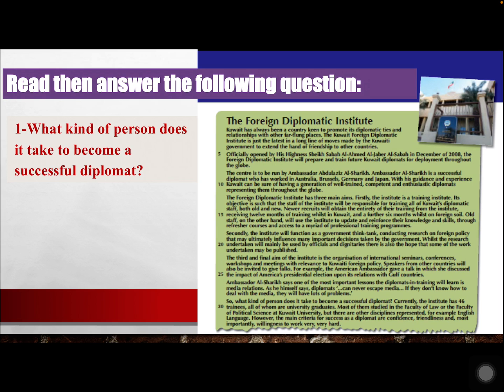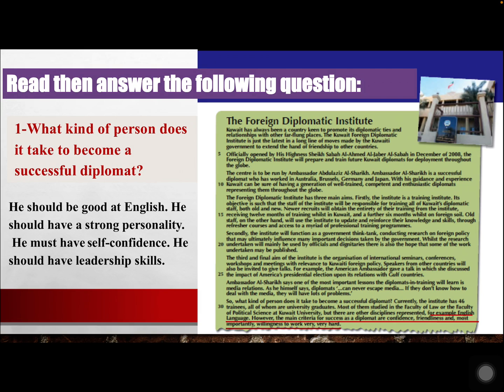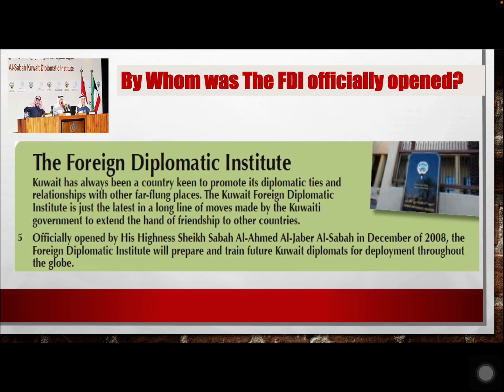Okay, he should be good at English, he should have a strong personality, he must have self-confidence, and he should have leadership skills. All right, so by whom was the FDI, or the Foreign Diplomatic Institute, officially opened?